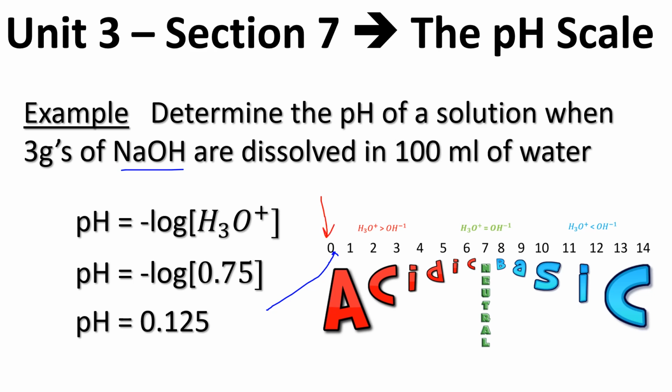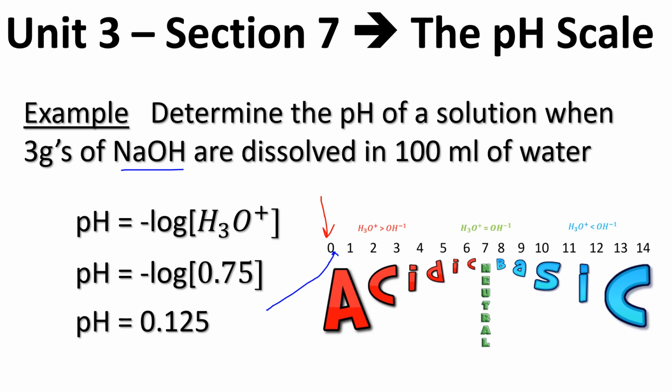Could our basic solution have a pH of just above 0? The answer is, it cannot. Something weird is going on here. This is the point in the lesson where I turn to the class and I say, well, if this answer doesn't make sense, can anybody guess what answer might make a little more sense?